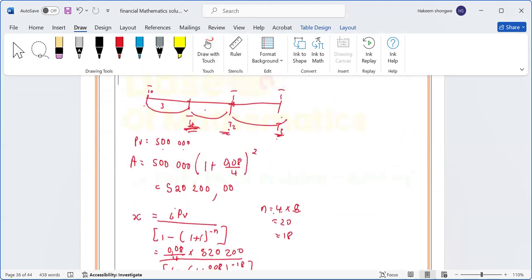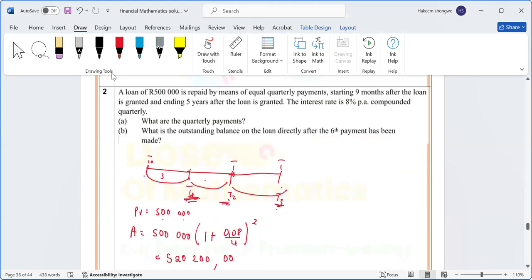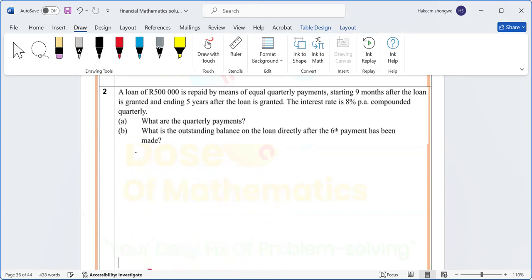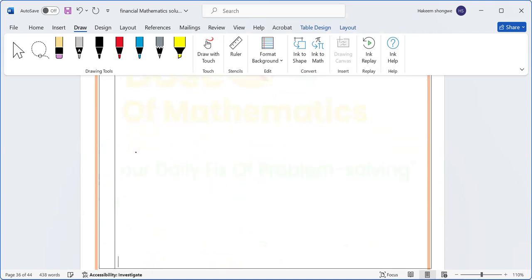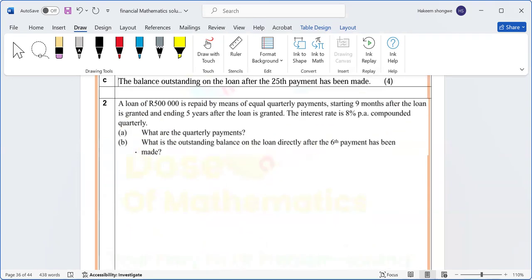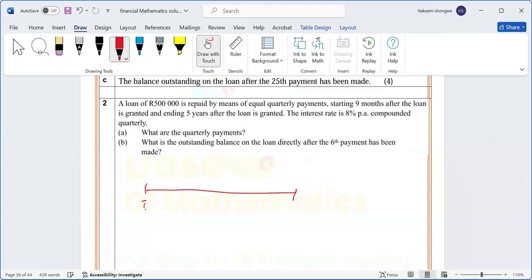The next question says, okay, what is going to be the outstanding balance? Let's say this is A here. Now I'll just shift it downwards so that we can start with B. I'm going to put the timeline again so that we understand. They say, what is going to be the outstanding balance on the loan directly after the sixth payment has been made? Let's go back to our timeline so that we'll see this. At T0, we take the loan, which is 500,000.